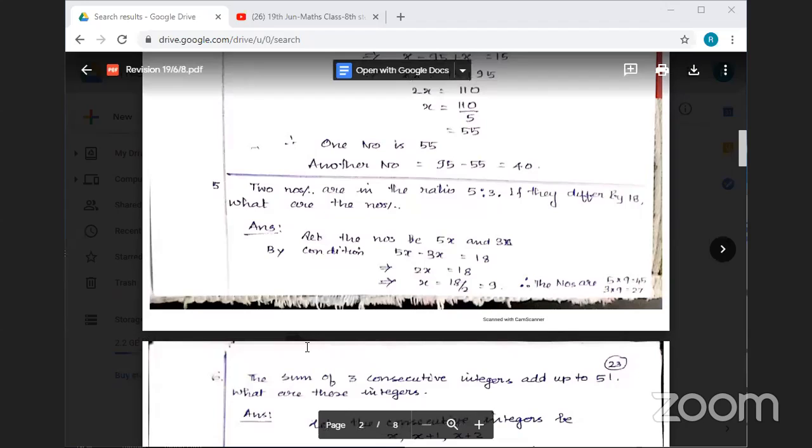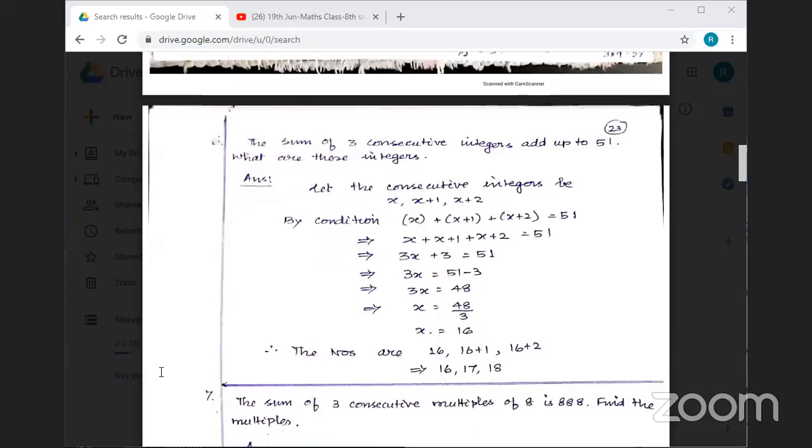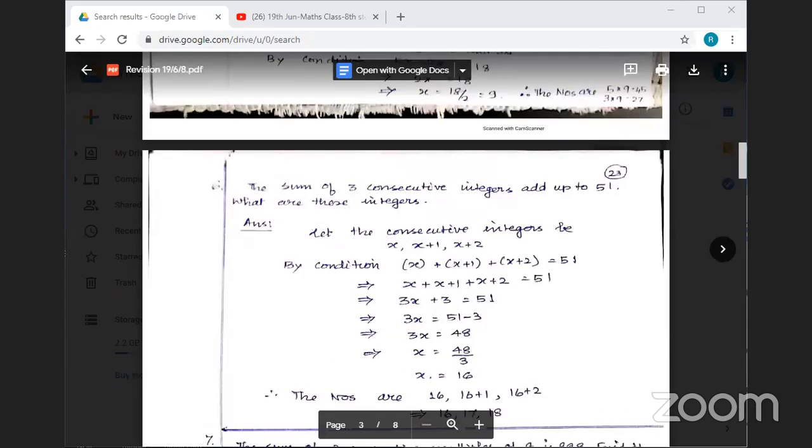Next problem, sixth problem. What is meant by consecutive integers? Adding 1, adding 1, adding 1: 6, 7, 8; 11, 12, 13; 21, 22, 23. The next numbers are called consecutive numbers. Any doubt in this? No, sir.